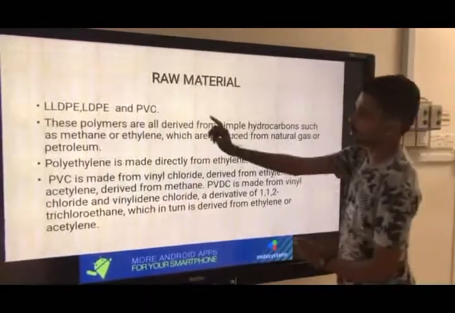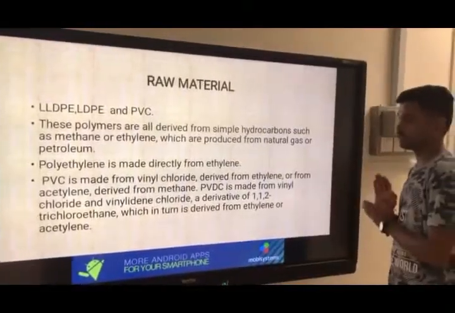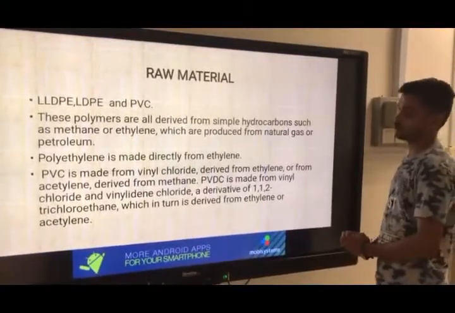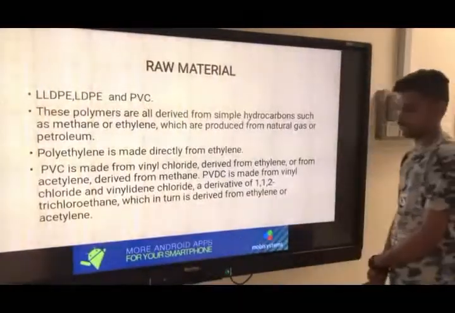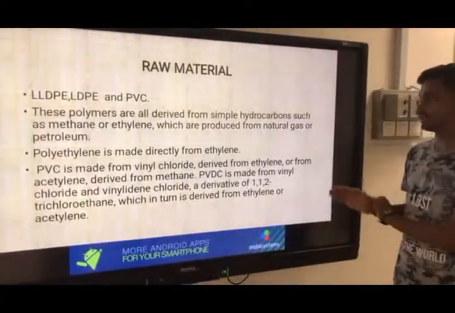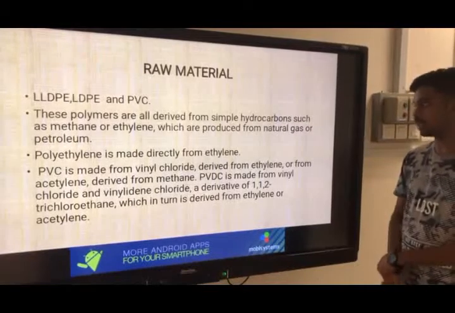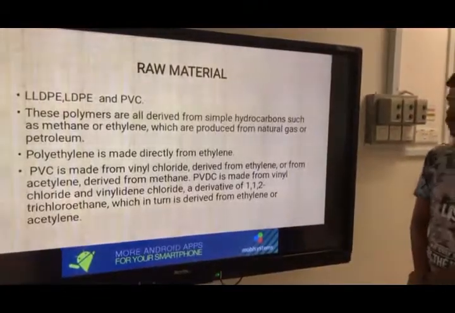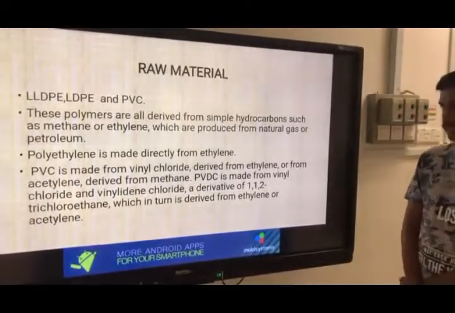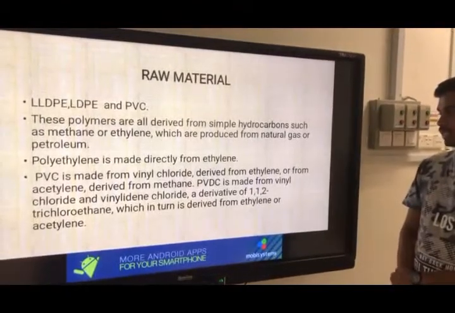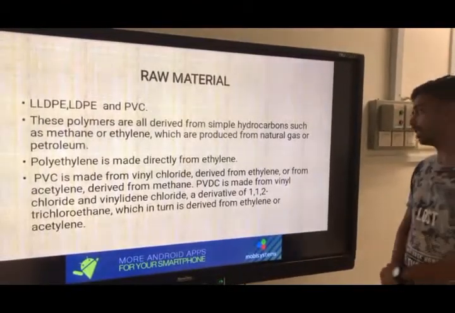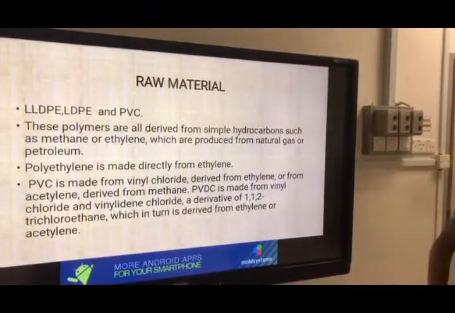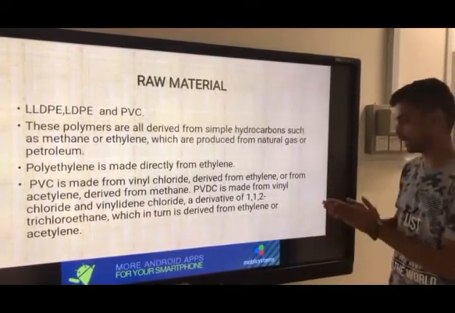We are also considering PVC, but in this case we are avoiding PVC because it is quite expensive and has a long process. So for food packaging we are focusing on linear low density PE or LDPE. These are derived from the ethylene process or methane process, which is produced from natural gas and petroleum. Polyethylene is made directly from ethylene. We avoid PVC because it is vinyl chloride, which involves quite a chemical conversion, and acetylene will produce some gases. That's why we avoid PVC for food packaging.